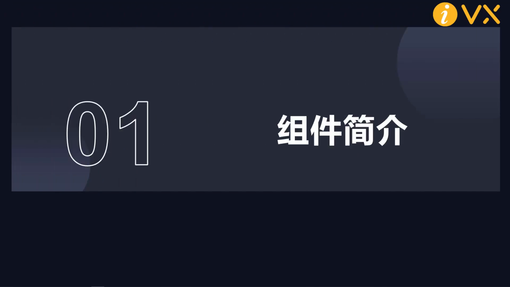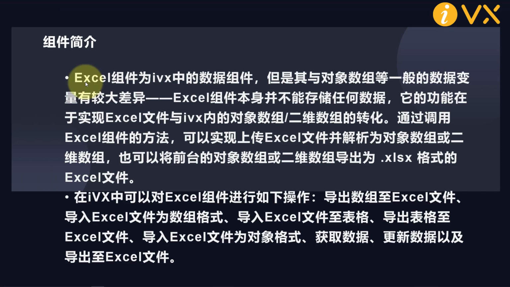First of all, we come to the first point. Let's introduce our table widget. The table widget is a special data widget in our HiCode. It can't store any data by itself. Its main function is to realize the transformation between Excel files and object arrays in HiCode.